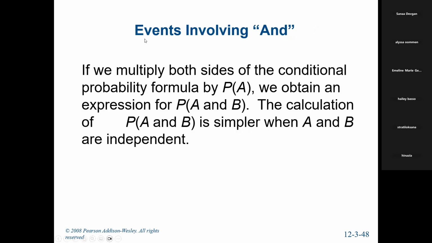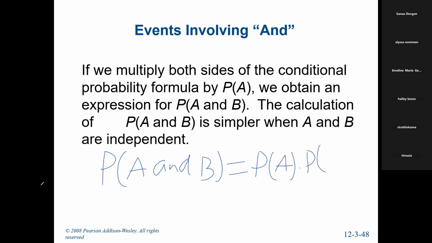Let's talk about events involving and. If you multiply both sides of the conditional probability by P of A, we obtain an expression for P of A and B equals P of A times P of B given A. So that's what I'm supposed to get.